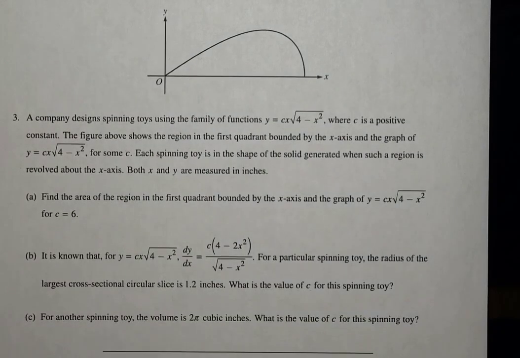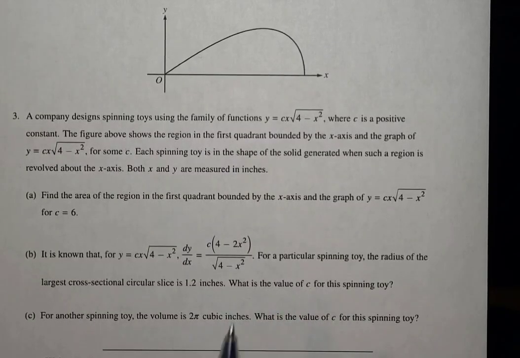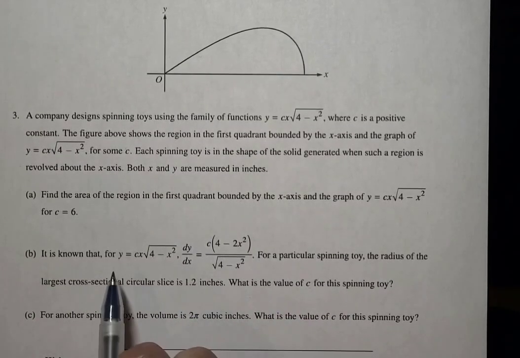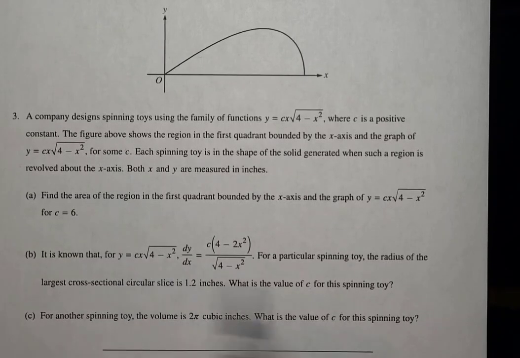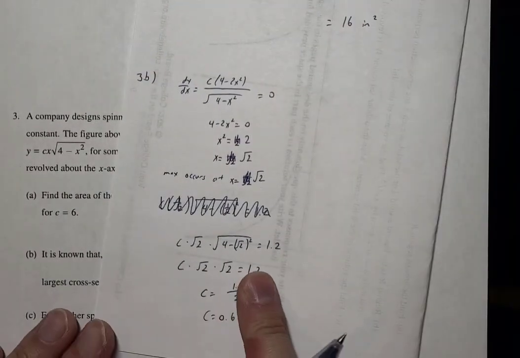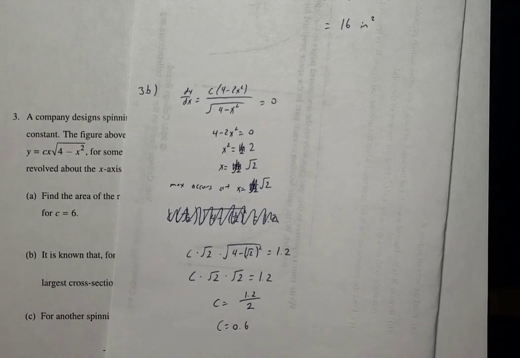Okay, so we're going to use this piece of information now to find c. The max value is 1.2. So 1.2 equals, we just found that the max occurs at x equals square root 2, we plug that in right there. And we solve for c. C is 1.2 over square root of 2. I would just stop there, honestly. Or you can simplify to 0.6.